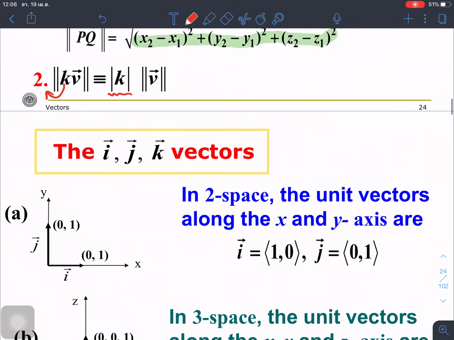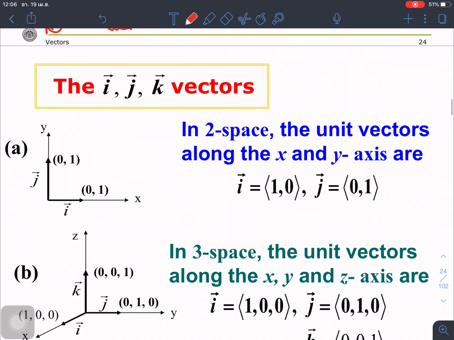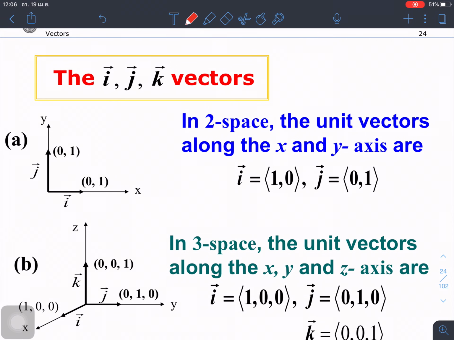Next, let's talk about the fundamental vector. Actually, we can call it basic vector, i, j, k. Okay, i, j, and k here. They are important in the case of, if you wanna understand, well, let me explain it this way.